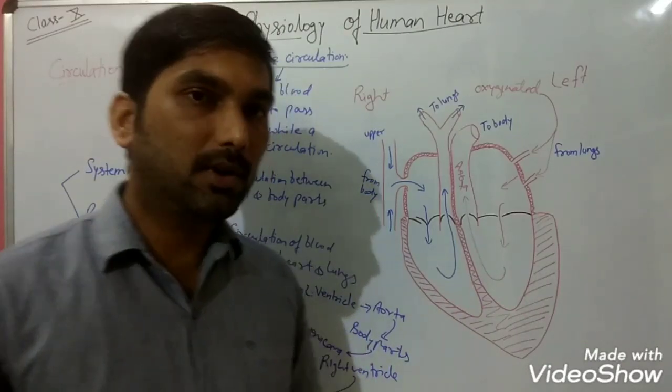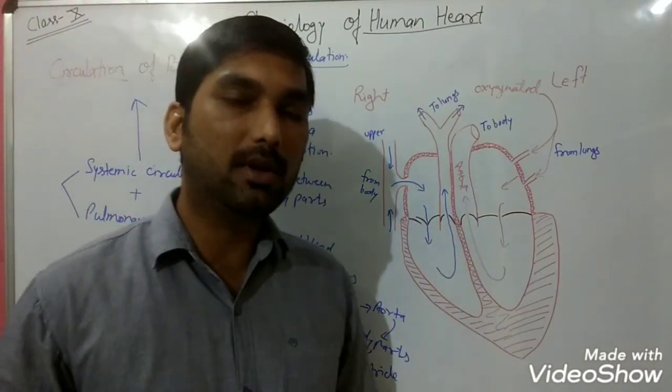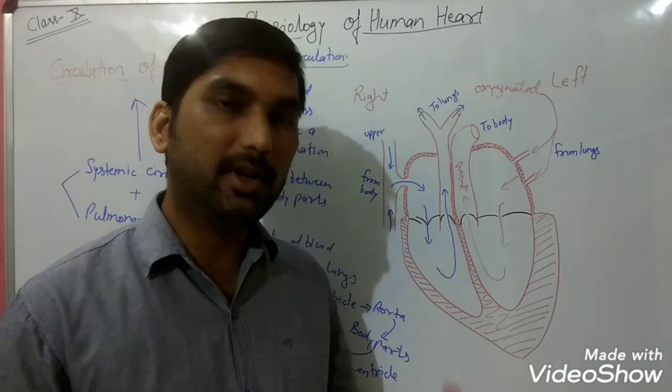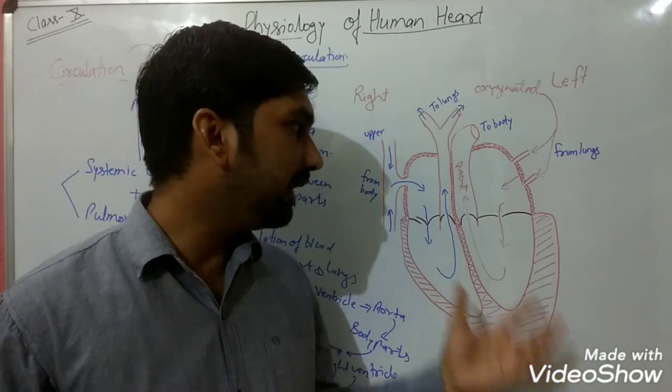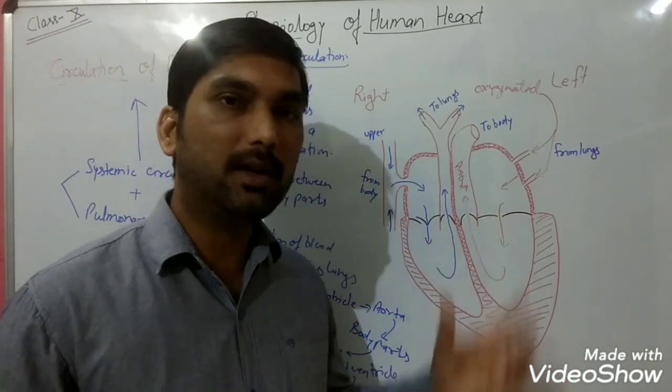So that was all from the anatomy and physiology of the human heart, and from the circulatory system of human beings, which consists of blood, blood vessels and the human heart.